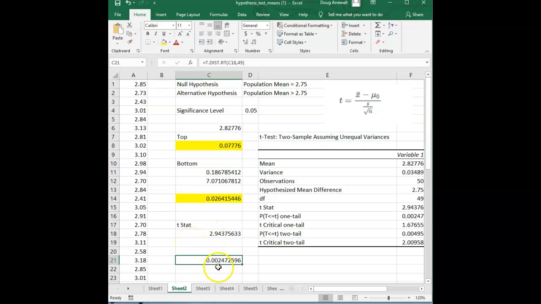We reach the same conclusion. This is less than our significance level, so if the p-value is less than your significance level, that means you reject the null hypothesis. There's sufficient evidence to support the alternative hypothesis.